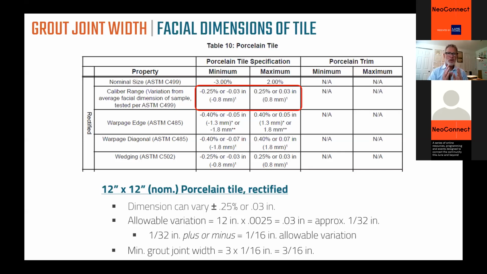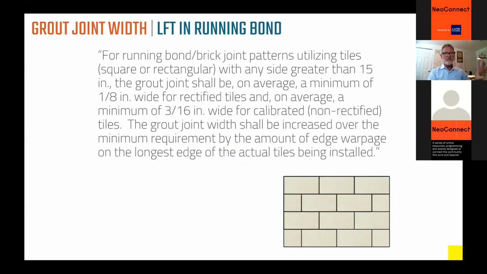So what you were hoping was going to be a nice, maybe 1/16 inch wide grout joint is really probably going to be closer to 3/16 if it conforms to this table. It might be better. Again, you would use the manufacturer literature.